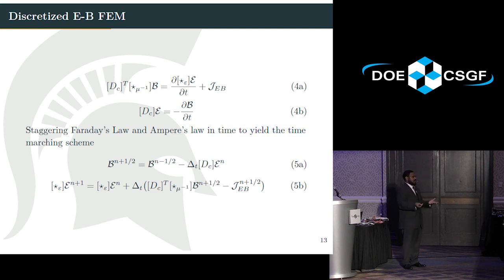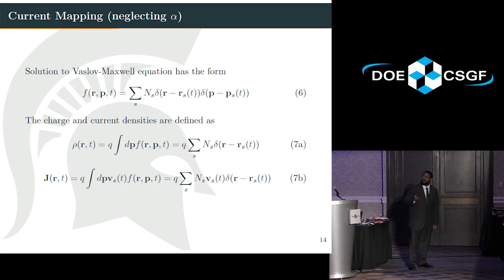We take finite differences in time, stagger them so we can get an energy conserving system, and we have a nice time marching scheme, which for the lowest order is kind of cool, that the way that you discretize Faraday's law, it's an explicit update, but for Ampere's law, it's an implicit update. You do have to invert that mass matrix.